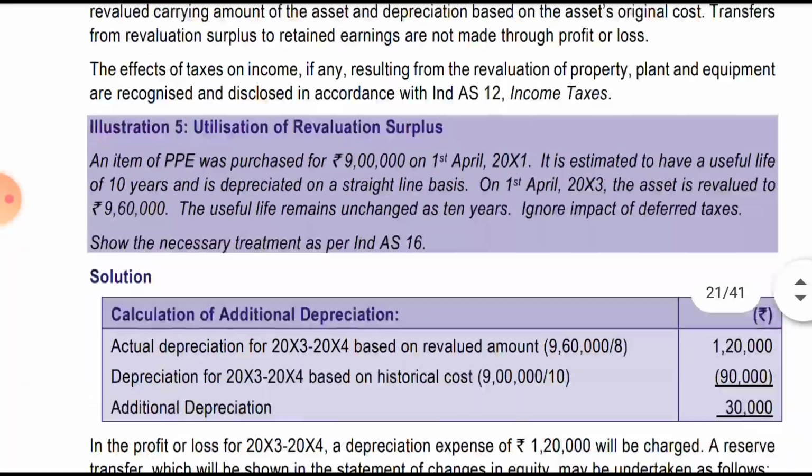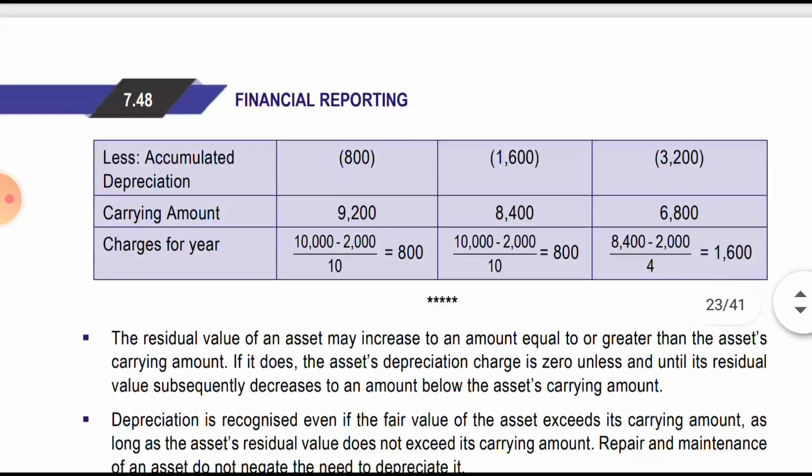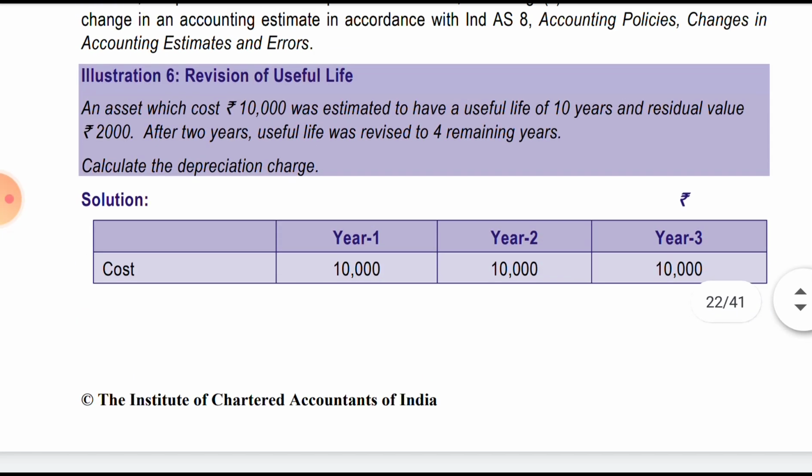Then, wait a second, which sum would we be doing? Yeah, we would be doing illustration 6, revision of the useful life.